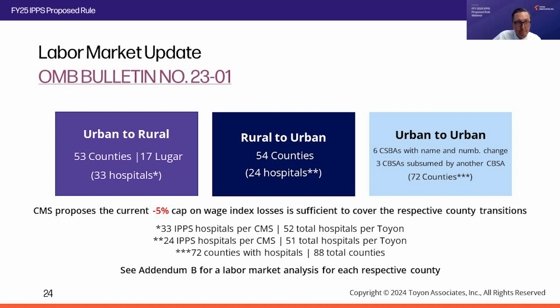I am up. Yeah. So, all right. I have a handful of slides here. The next 6 or so slides reflect this labor market update, which, if you read the rule, makes up a good chunk of the wage index section. We're not going to spend a lot of time on it. As Fred alluded to in the addendums, or the exhibits, we have some further analysis that shows counties that are changing, CBSAs, et cetera.